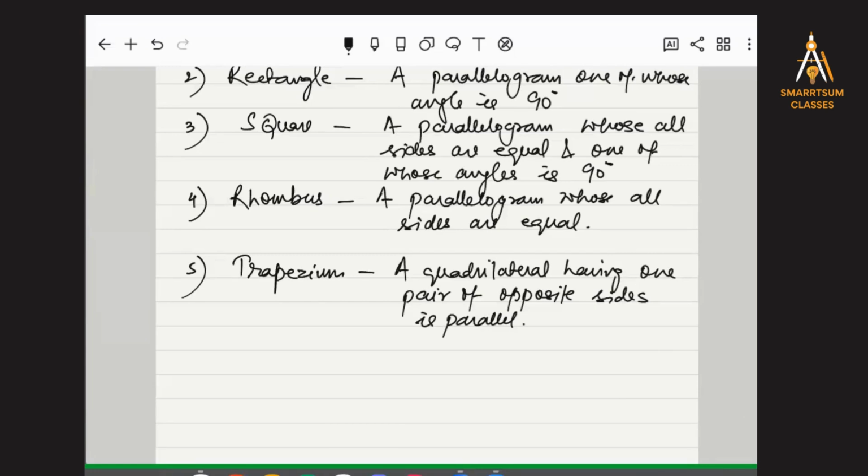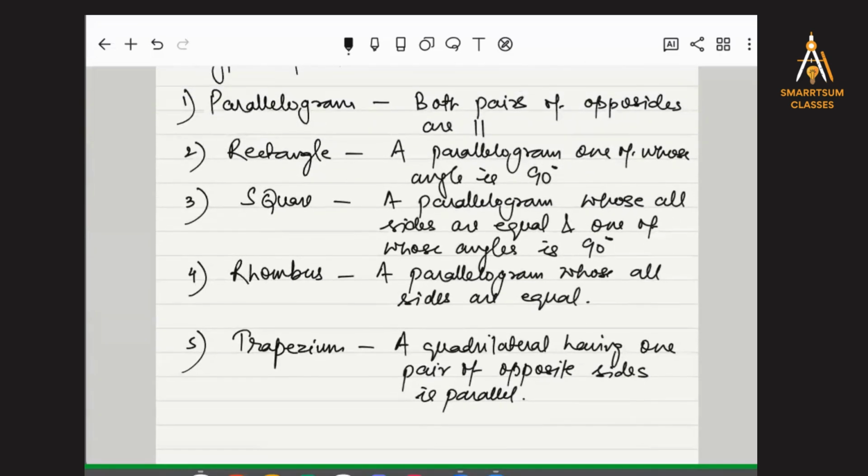So what do you think about a parallelogram? Is this a trapezium? Can you call a parallelogram a trapezium? Yes or no? Can anybody tell? Rudra, can we call a parallelogram a trapezium? Tell me quickly.